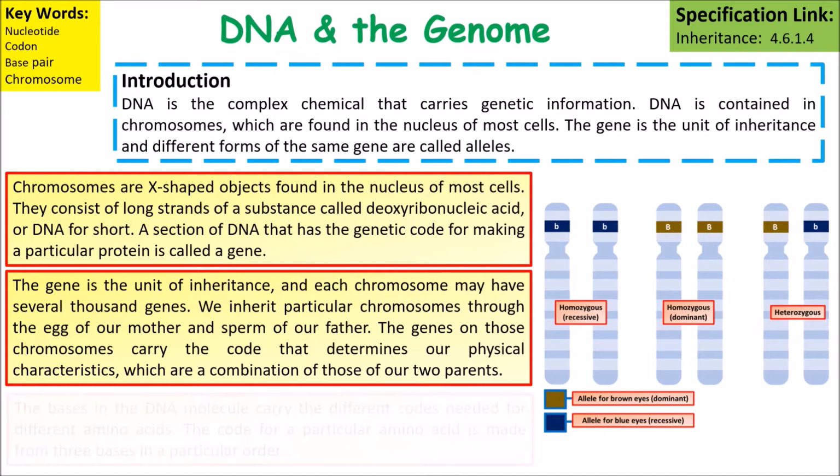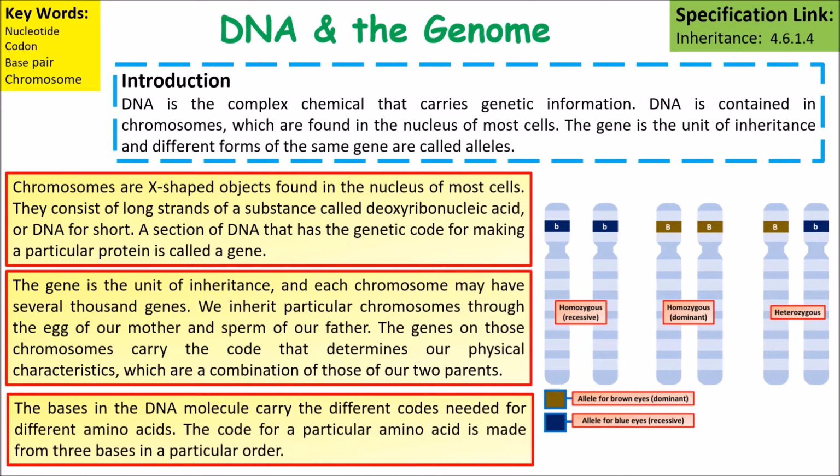The bases in a DNA molecule carry the different codes needed for different amino acids. The code for a particular amino acid is made up of 3 bases in a particular order.